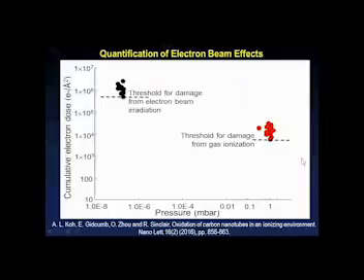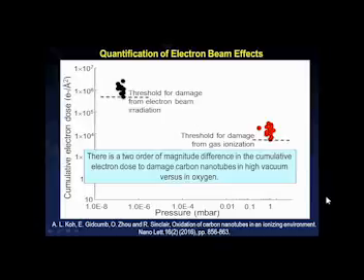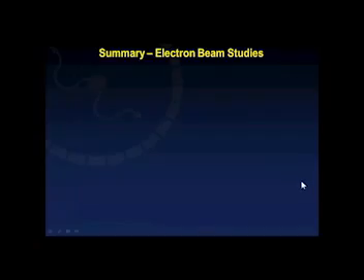We quantified the influence of the electron beam in the gas experiment by plotting a graph of cumulative electron dose, in units of number of electrons per square angstrom, versus pressure. So we did these experiments of electron beam illumination both in the oxygen environment and by illuminating the carbon nanotubes just in high vacuum. And we find that there is a two order of magnitude difference in the cumulative electron dose to damage carbon nanotubes in high vacuum versus in oxygen.